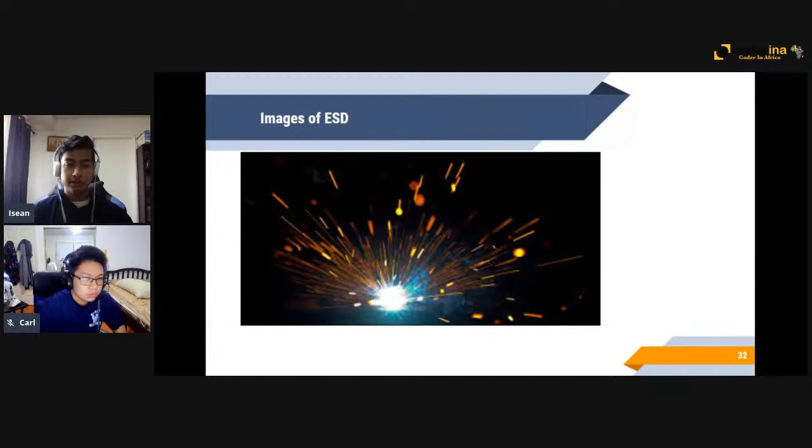So here's some pictures of ESDs, an up-close version. Here's a slightly bigger ESD. It's causing sparks, which are tiny fragments of metal which are really hot. If those come in contact with a flammable source, like I said, clothes, gasoline, or paper, it can cause fires or explosions.